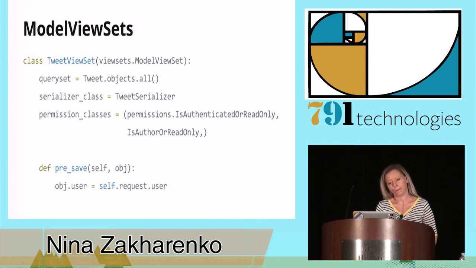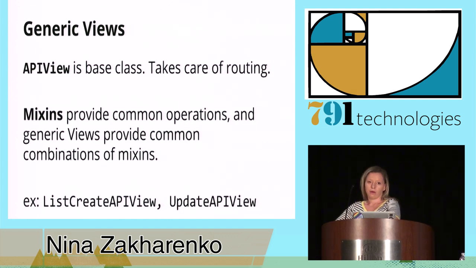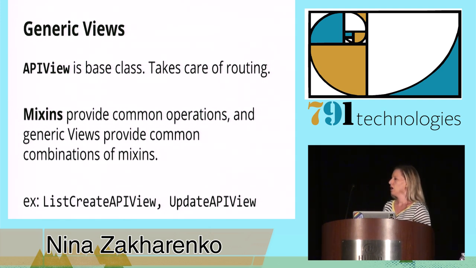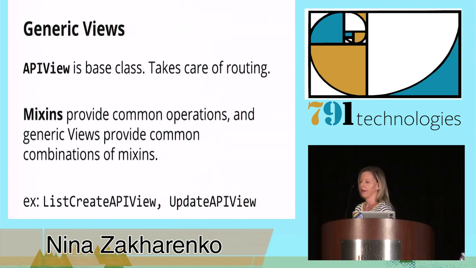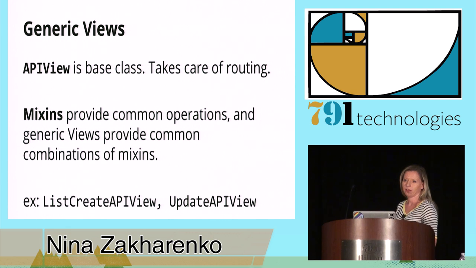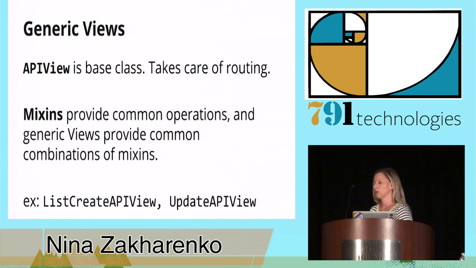It's really handy. So model view sets are awesome when you're working with models, but sometimes you have to break things down a little bit more. So Django REST Framework provides us generic views. APIView is the base class, kind of takes care of all the routing. So if you're calling get, it'll call the get method. And mixins provide common operations. There are some generic views that are provided for us that have a common combination of mixins. For example, if you're only supporting an endpoint that has a list of objects, then you would use the ListCreateAPIView, and it would support get and post for you. And you would kind of have to fill in those details.